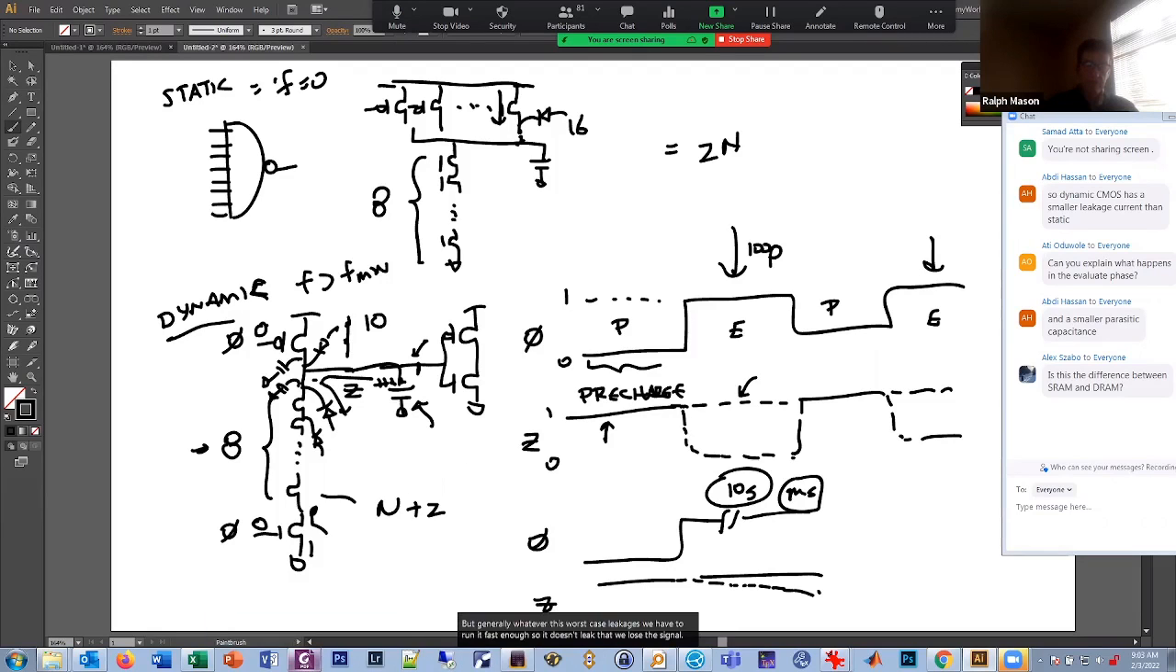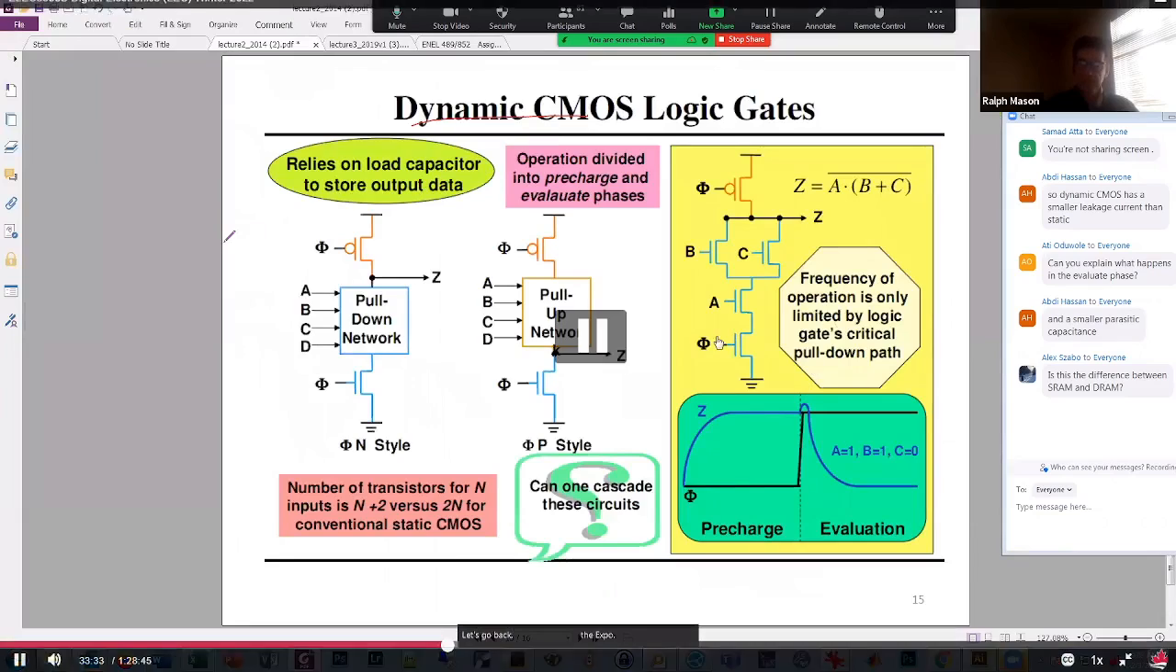Let's go back here. So that was the explanation of this slide.